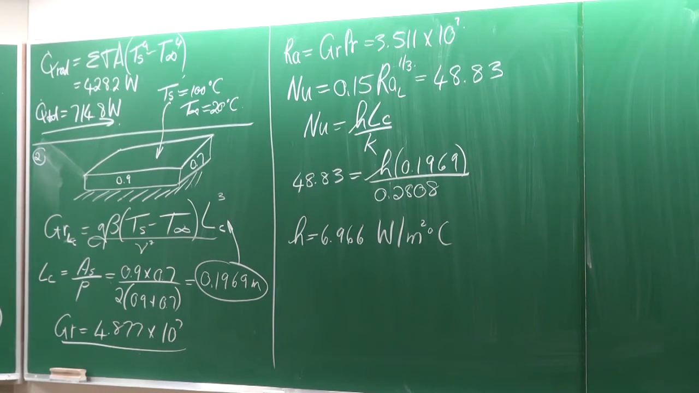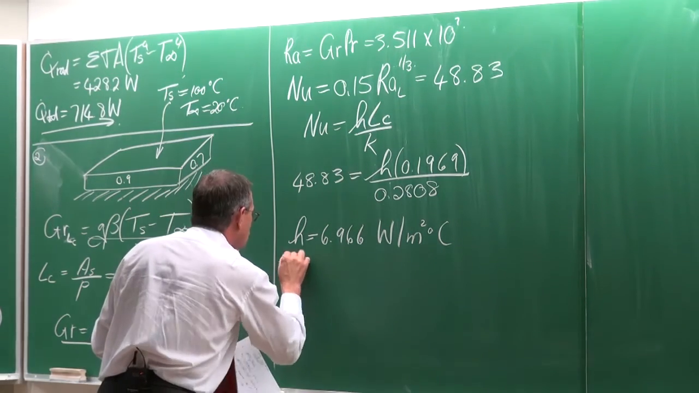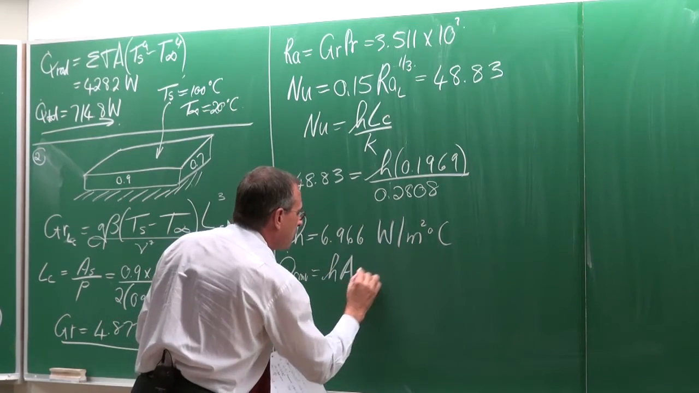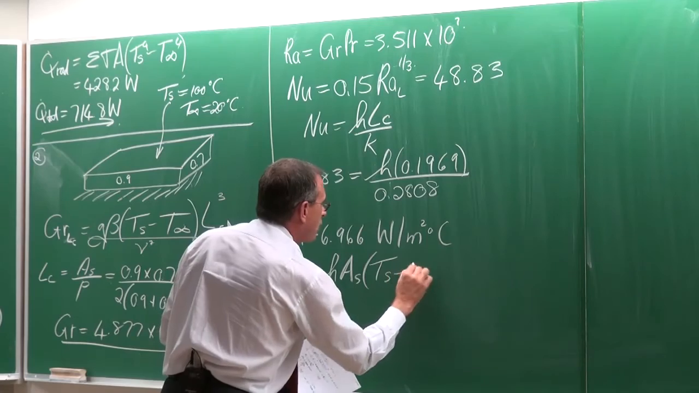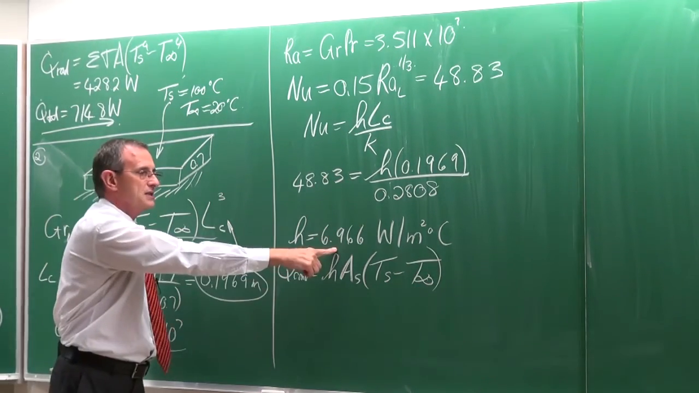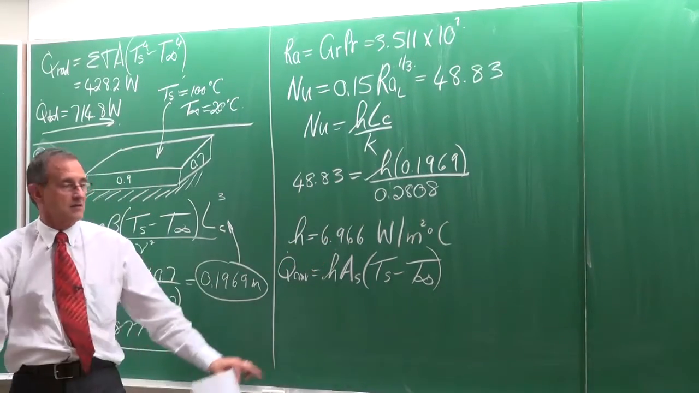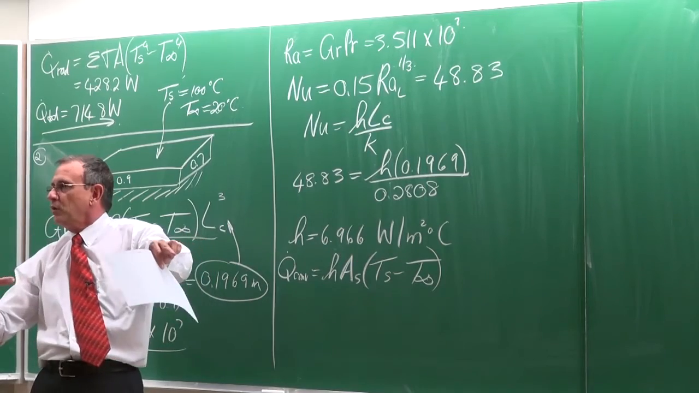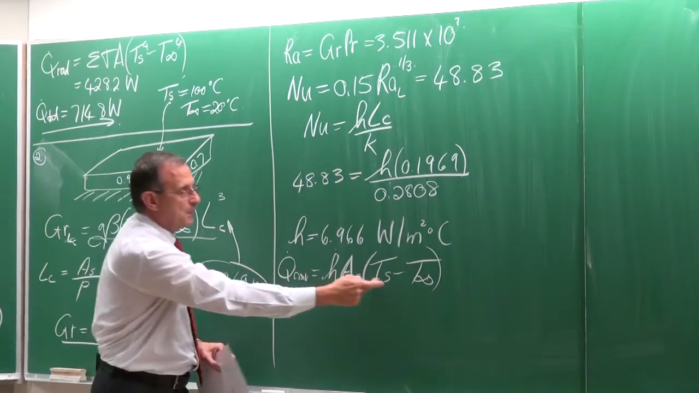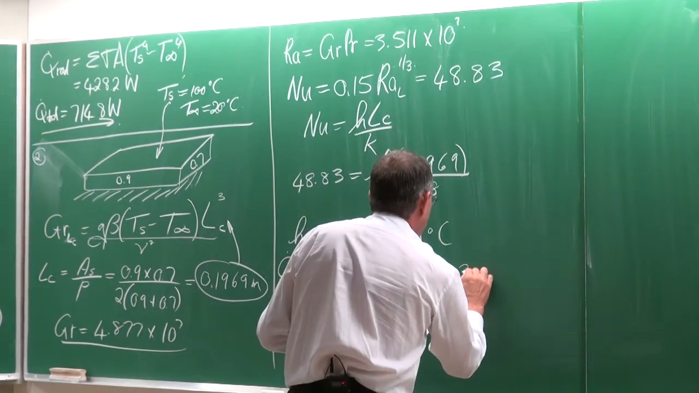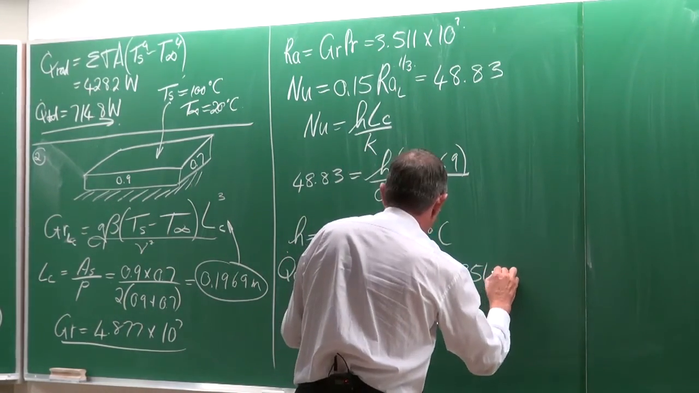Okay? So let's go and calculate the convection heat transfer rate. It's equal to the heat transfer coefficient multiplied by the surface area multiplied by the temperature difference. The heat transfer coefficient is 6.966. The surface area is 0.9 multiplied by 0.7. I've got the temperature difference, and then I can calculate the convection heat transfer as 351.1 watts.